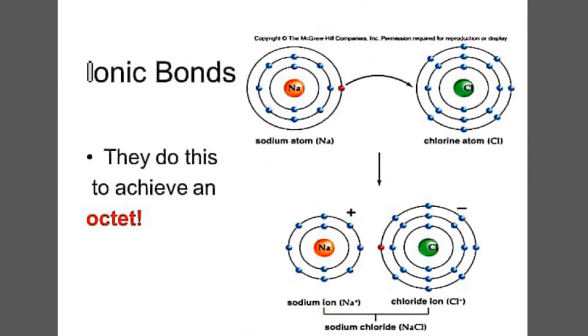So ions and ionic bonds, why are they formed? Why are atoms making this ionic bond? It is done in order to achieve the octet, as I just told you. Let us see one of the specific examples, where you can see a sodium atom and a chlorine atom. Initially, in their neutral state, there is no charge on them.